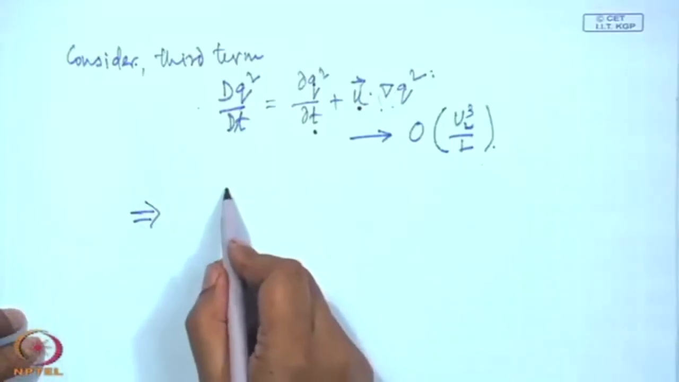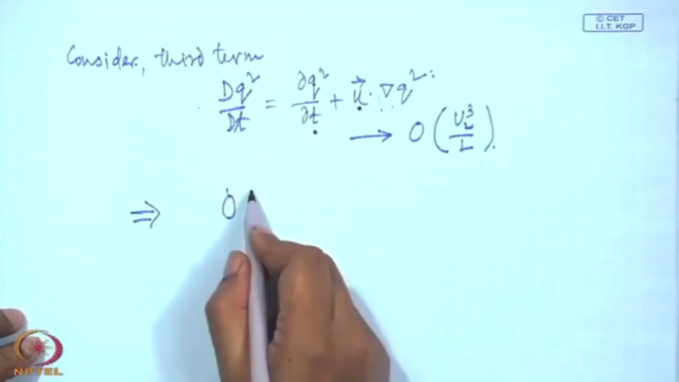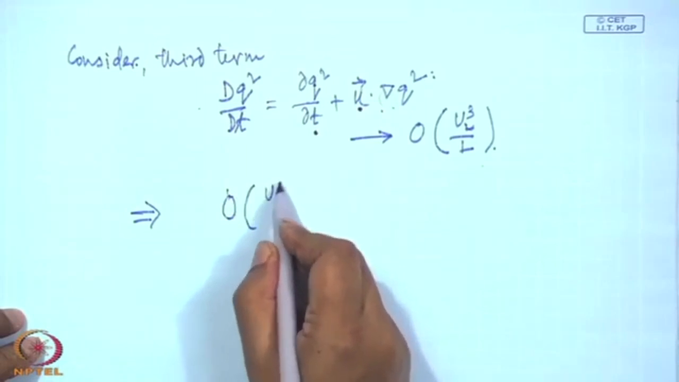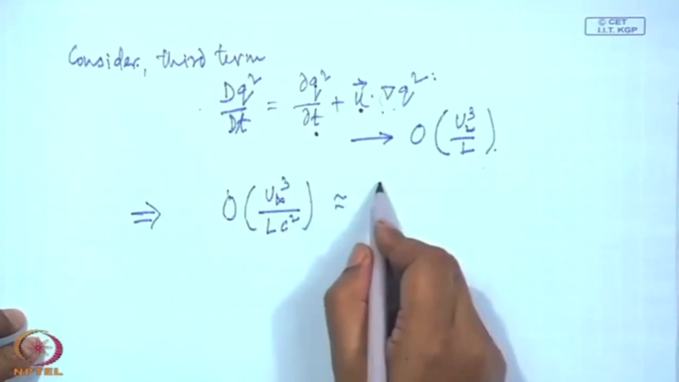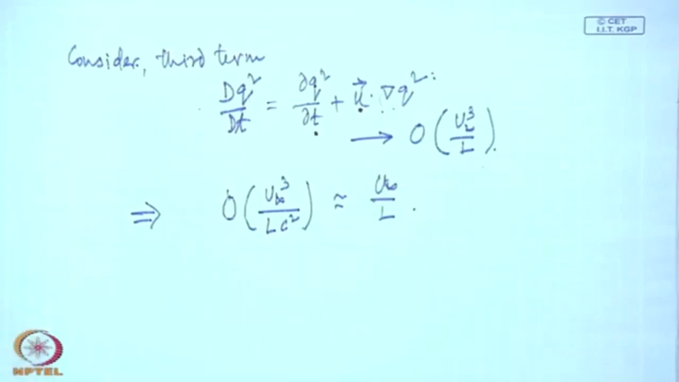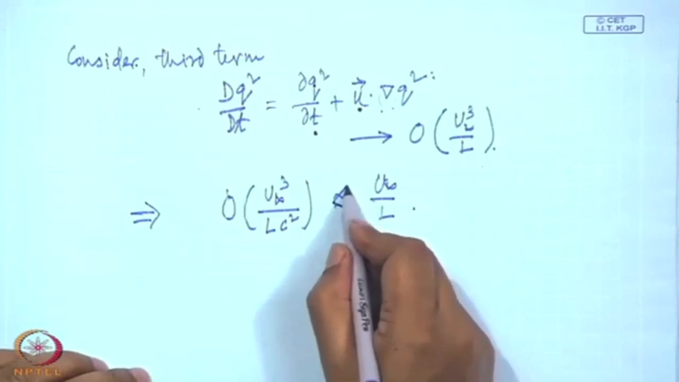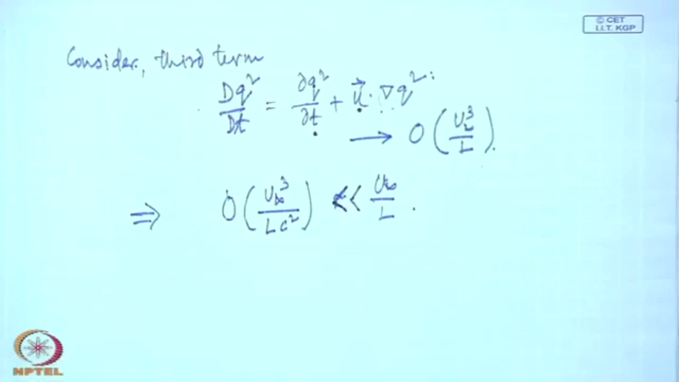Then what does this mean? If we say u infinity, let us keep c as c. C of course you can express in terms of some order, but let us not worry about it. This is some parameter. So, the third term implies that its order is much less than, sorry, not nearly, much less than u infinity by L. So, what does it imply?